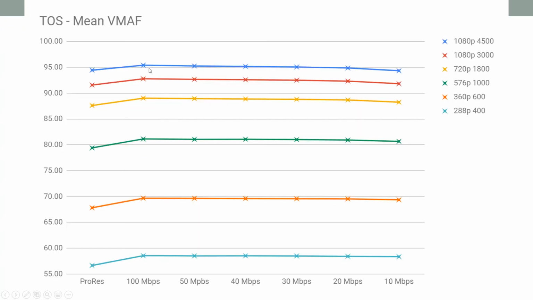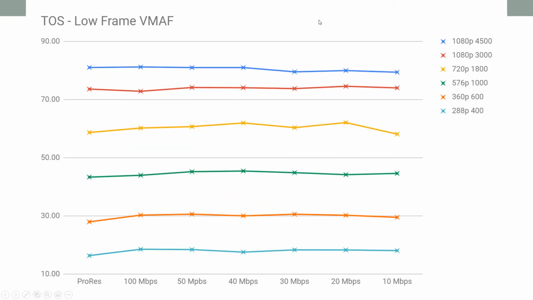Here's the chart for mean VMAF. Again, we see an uptick in quality from ProRes to 100 megabits per second, and then a very gradual decline, pretty much irrelevant, between 100 and 30, and the biggest decline, as we saw in the table, was between here and here. And that's pretty consistent through all these encoding rungs.